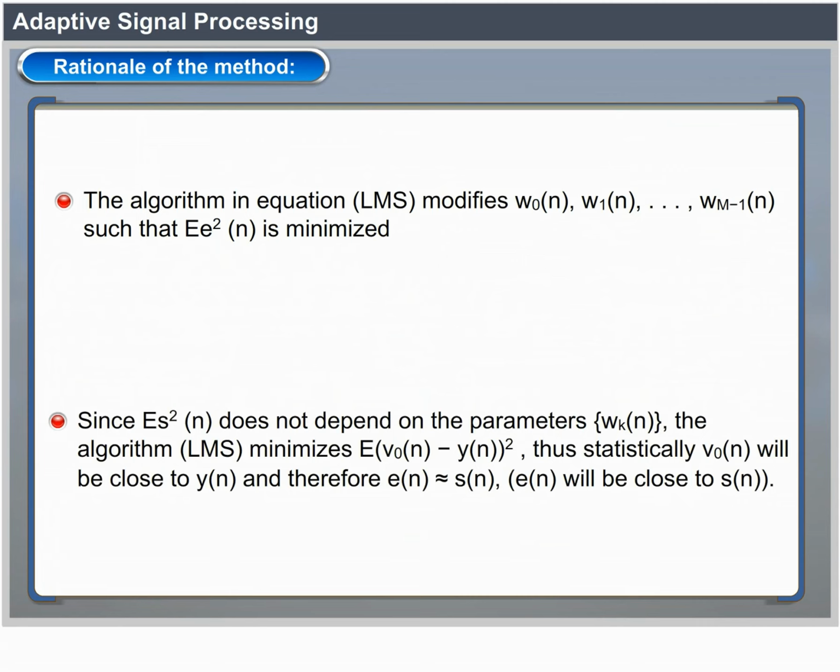Since E square of Es[n] does not depend on the parameters Wk[n], the algorithm LMS minimizes E[(V0[n] - Y[n]) whole square]. Thus, statistically, V0[n] will be close to Y[n], and therefore E[n] is approximately equal to S[n]; within the bracket, E[n] will be close to S[n].